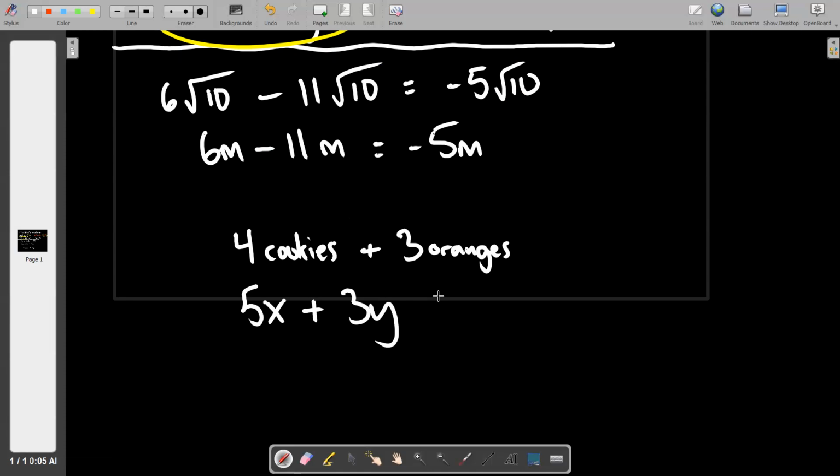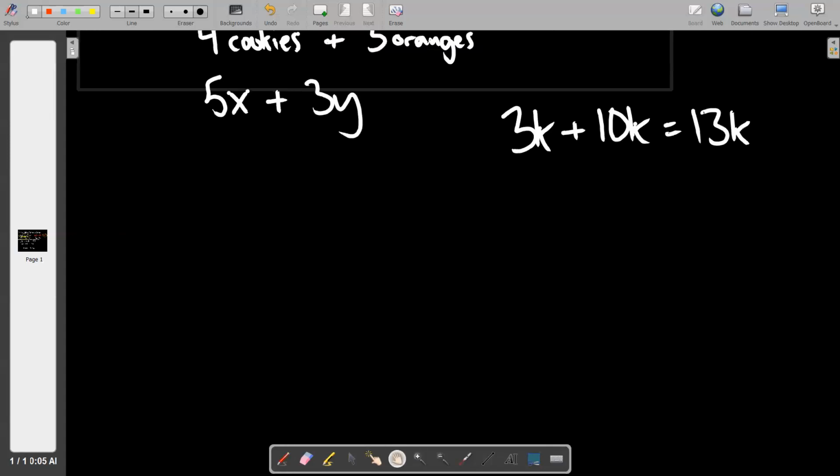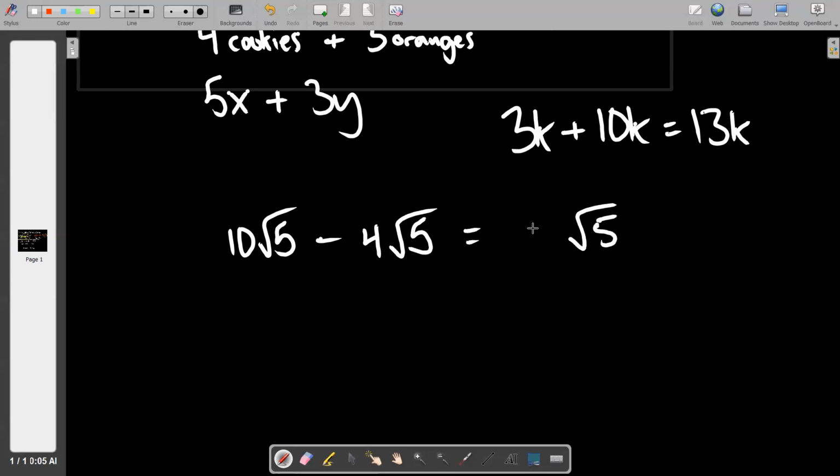What I'm trying to say is the objects themselves don't change. It's how many of them that changes. That's always been the case with algebra. If you had 3K and I added to it 10K, you just have 13 Ks, right? There's still Ks, but you just have more of them. And so we have to think of roots the same way. If I had 10 roots of 5 and you took away 4 of my roots of 5, I still have some roots of 5, but I only have 6 of them. I'm going to keep saying this: it's not the objects themselves that change.